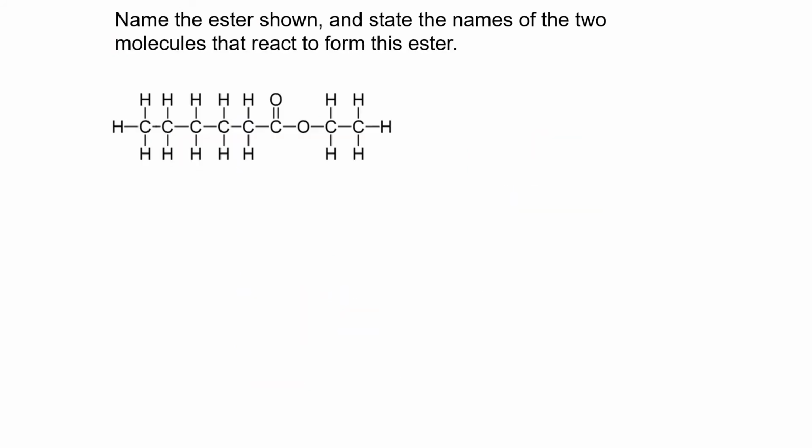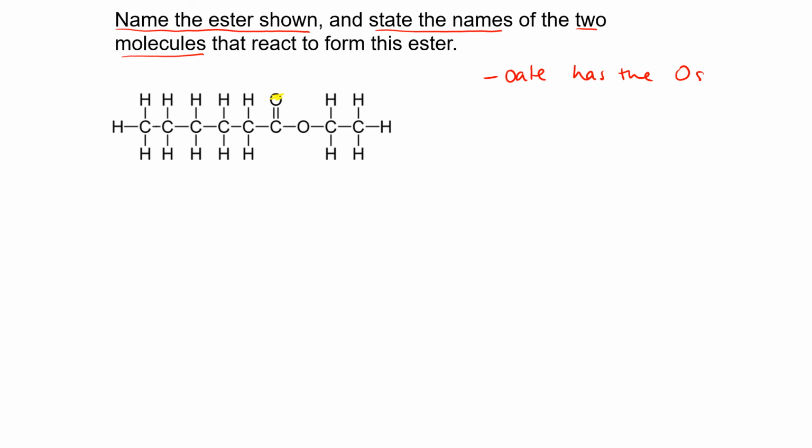Second type of exam question, they could give you an ester like this one. Name the ester shown and state the names of the 2 molecules that react to form this ester. So what we've got to look for here are the sections of the molecule. As I said before, the O8 has the O's. That's really important. O8 has the O's. Remember that bit. So we need to find this ester group.